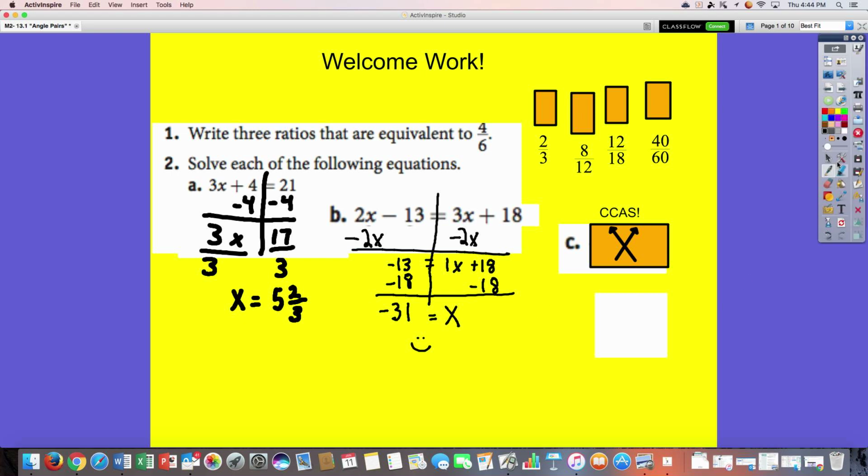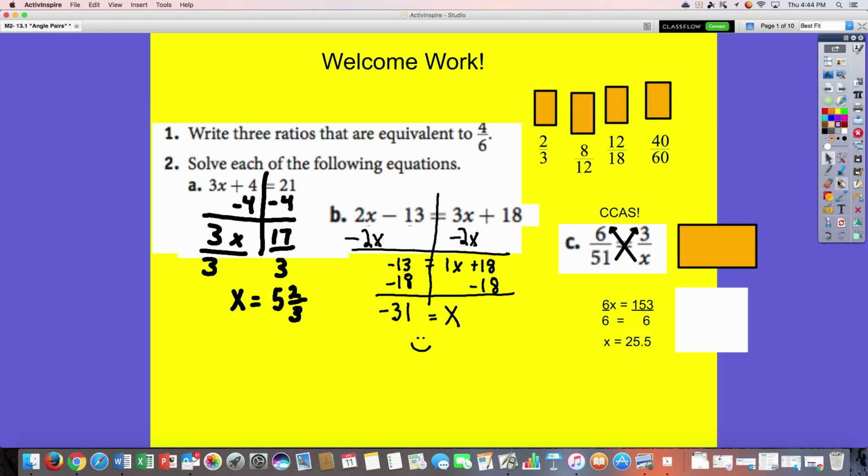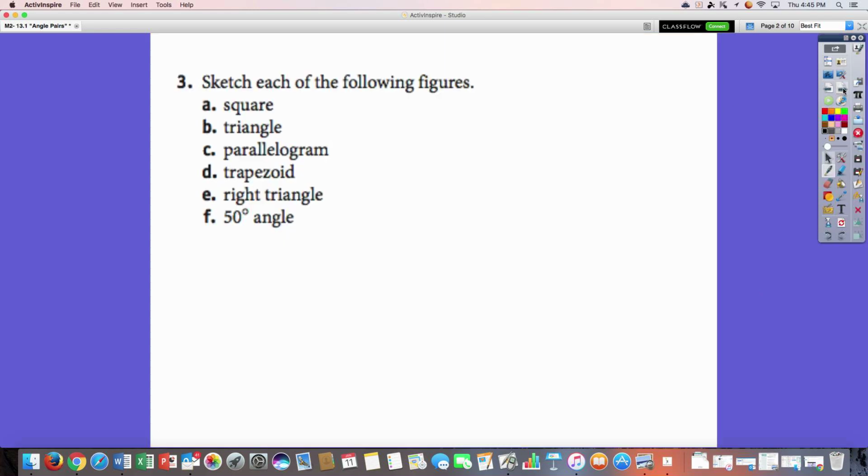And for our last one, of course, we love this. CCAS, crisscross applesauce. I'm going to go ahead and cross multiply those. 3 times 51 and 6 times x. When we do that, we get 6x equals 153. I'm then going to divide both sides by 6, because what's the opposite of multiplying by 6? Divide by 6. Those cancel each other out. And 153 divided by 6 is 25.5. Did you get all those right? I bet you did.